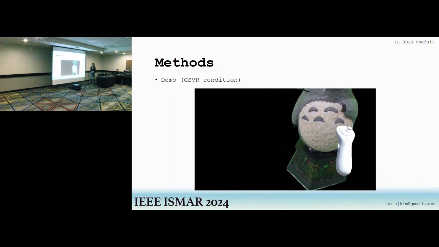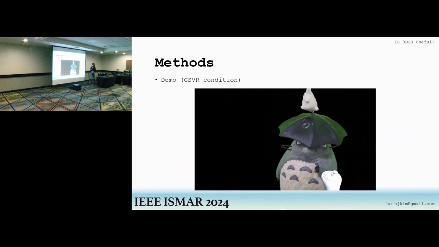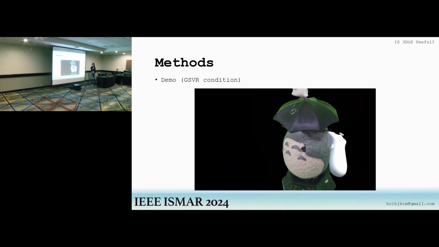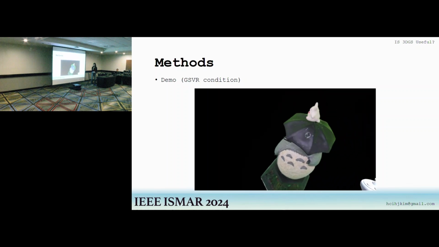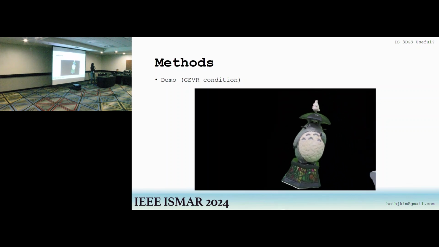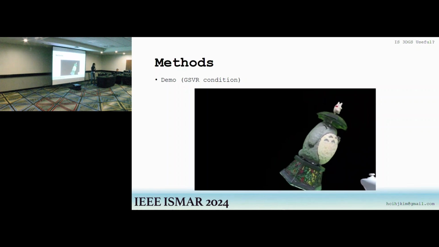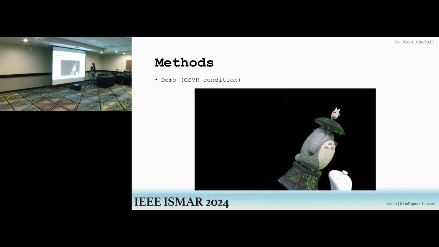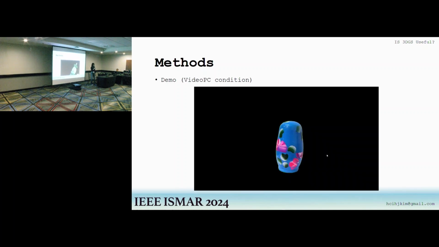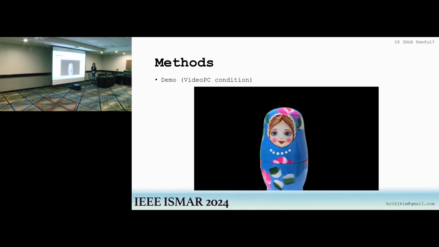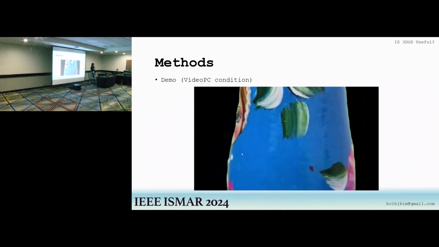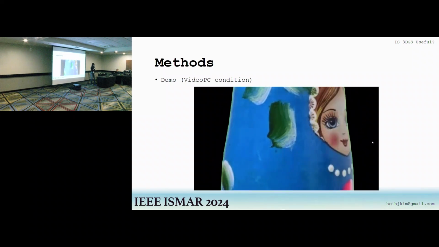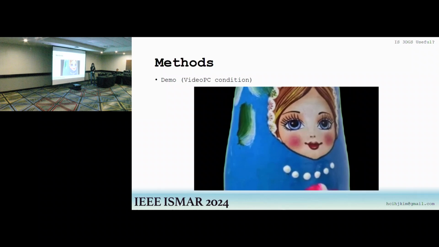This video shows a user wearing an HMD in a GS-VR condition and interacting with an object created with 3D-GS. Image-to-3D VR conditions could also be interacted with in the same way. This video shows a user interacting with an object created with video play in a PC environment. Users thought it was so natural that they didn't even notice that it was a 2D video.